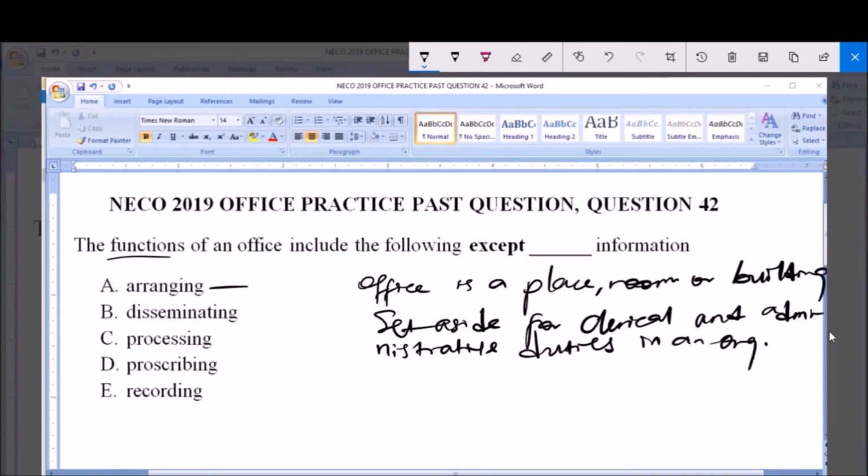So that is an office. Now an office has its functions in terms of information. Option A says arranging information. Yes, an office arranges information. It helps to arrange information in an orderly manner.